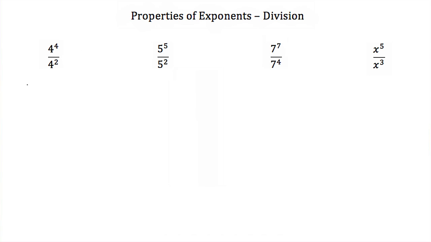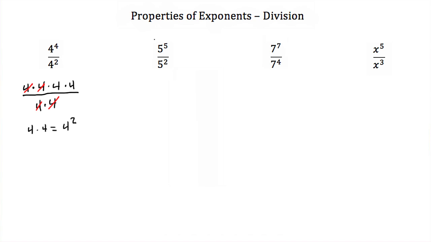If we expand this out, 4 to the 4th is 4 times 4 times 4 and then times 4 again. And this is divided by 4 squared, or 4 times 4. Now, two of these 4's will cancel with what's in the denominator, because 4 divided by 4 is just 1. So what we're left with is 4 times 4, or 4 squared.